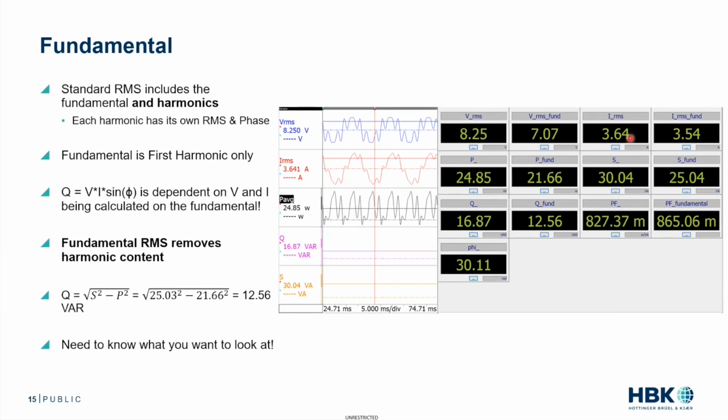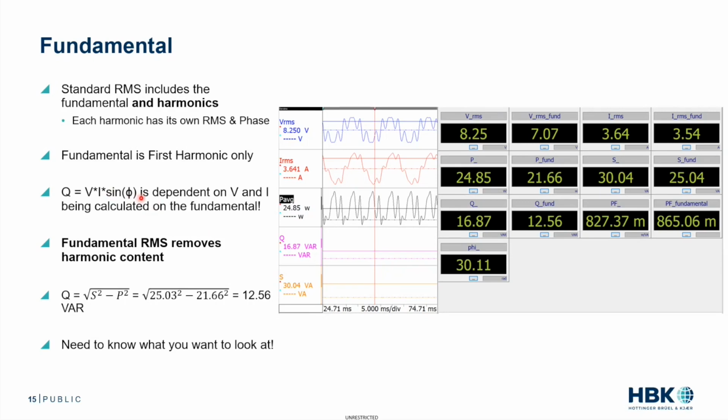We see that difference in value. Same with power, same with apparent power. So now if we look at apparent power, we have 30 in the wideband, or the no filter situation. We have 25 in the fundamental situation. So there's a big drop there. For reactive power, we have 16.87 var, which drops to 12.5 var in the fundamental situation.